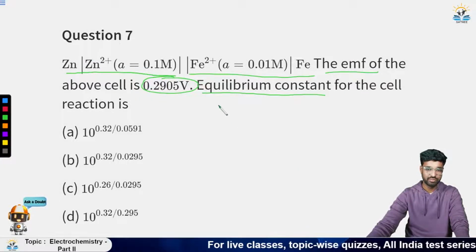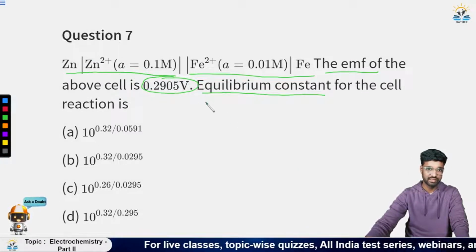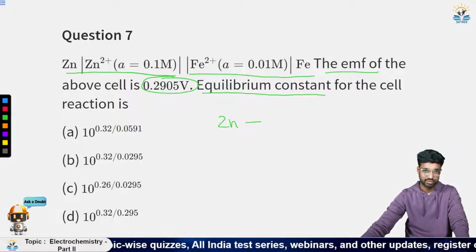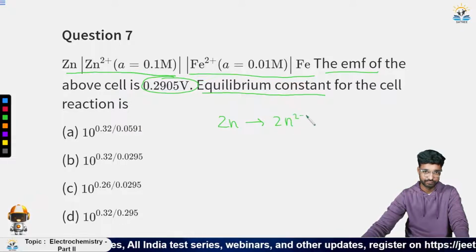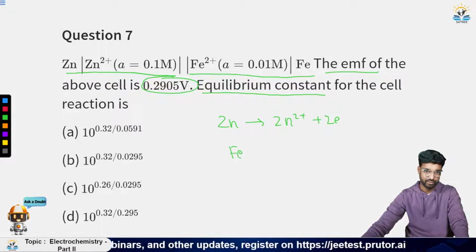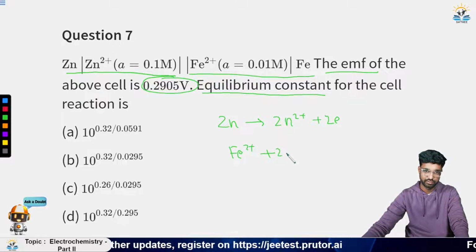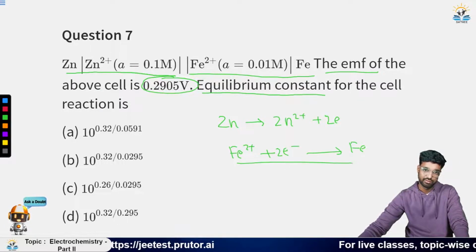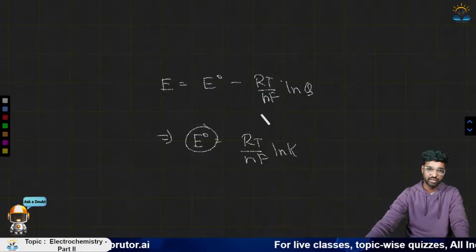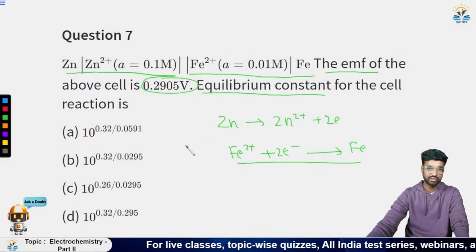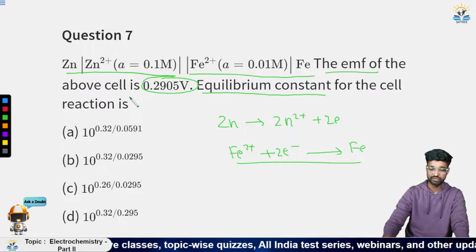So what you will do simply is that for this equation you will first write the equation very properly. So it will go from Zn to Zn2+, that is 2 electrons, and Fe2+ to Fe. So 2 electrons are involved here, so this n value will be 2. Now you will simply put the value of all of this and get your K. So you will do it by yourself.